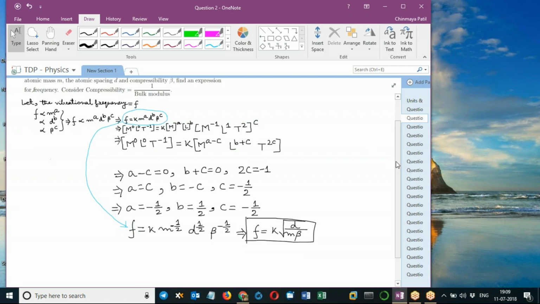Sir, can you explain the last step once again, sir? Last step is that m power minus 1 by 2 means 1 by square root of m, na? Beta power minus 1 by 2 means 1 by square root of beta. So that m and beta become 1 by square root. Correct? Okay, great. Let's move to the third question.